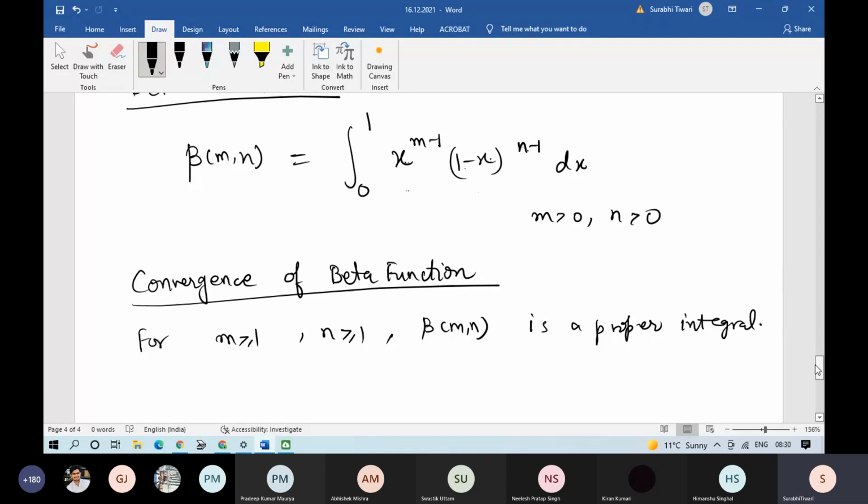तो एज x टेंड्स टू 1 दूसरे फंक्शन की लिमिट एग्जिस्ट नहीं करेगी। So when m is less than 1 and n is less than 1, this integral turns out to be improper integral. Otherwise, when m is greater than 1 and n is greater than 1, then both these terms are in the numerator and their limit will be 0 as x tends to 0 and x tends to 1. That is, the function will be defined and this will remain as the proper integral. So is this clear to everybody? Yes, ma'am.